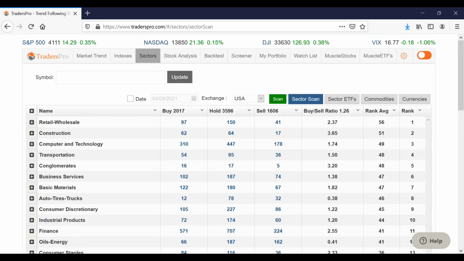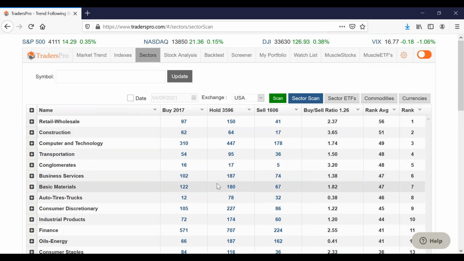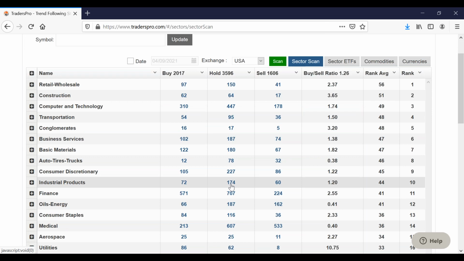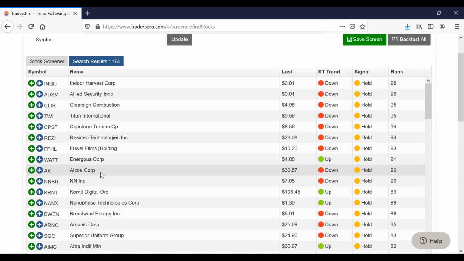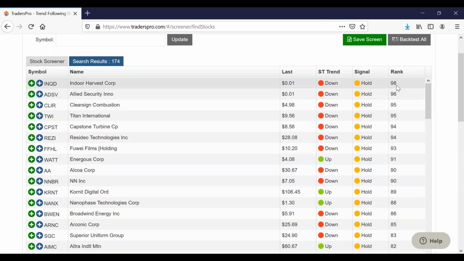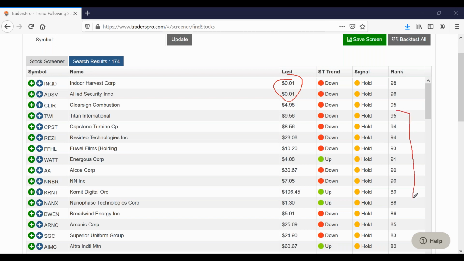All right, also under sectors, industrial products, under the holds. Here's ALCOA. It's a 90 strength rank, but you can see there's only 198 strength rank. I don't even know if that's a real stock. These are 1 penny stocks. I don't know if that's completely accurate there. So you're not seeing a lot of high strength rank in the hold section here. So it's kind of one of those relative things.